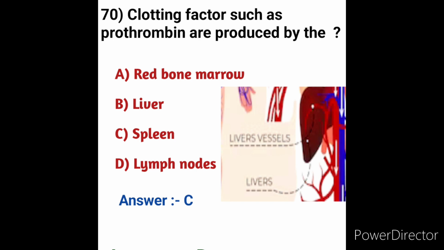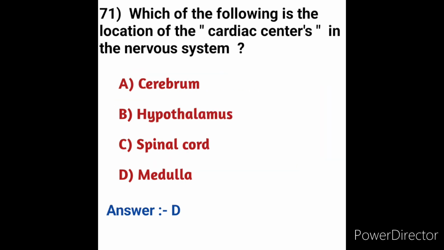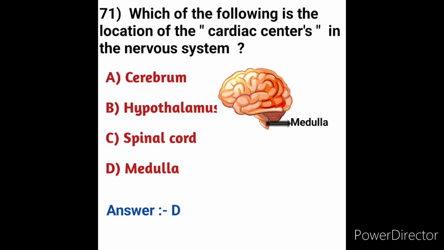Next we will move on to question number 71. Which of the following is the location of the cardiac centers in the nervous system? We will see the options: option A cerebrum, option B hypothalamus, option C spinal cord, option D medulla oblongata. The regulation of the heart and peripheral circulation by the nervous system is accomplished by control centers in the medulla oblongata. Here option D, medulla, is the correct answer.